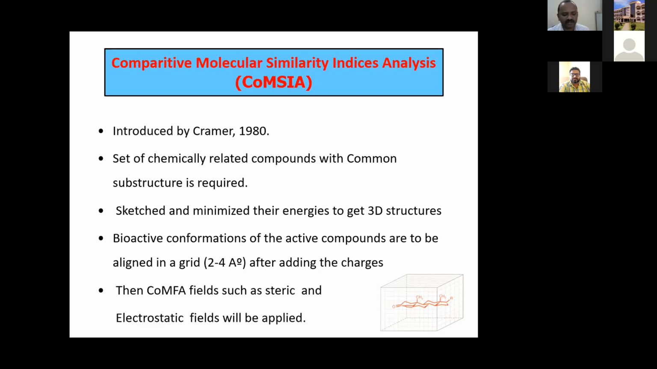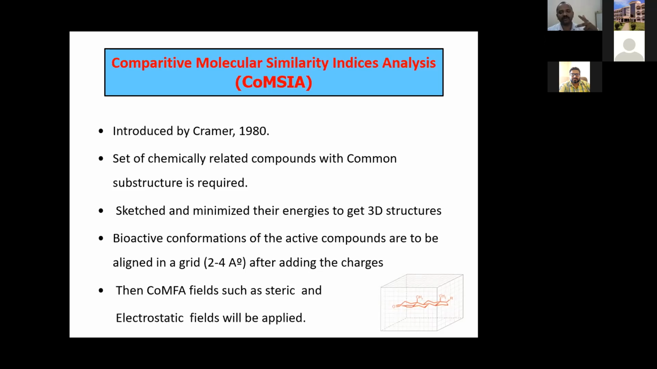So the COMFA fields need to be applied now for these molecules in the grid. COMFA fields are nothing but only two. What are these COMFA fields? One is the steric field and another one is the electrostatic field. So these are the fields which will be applied.